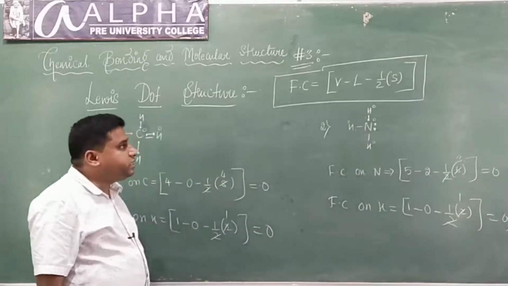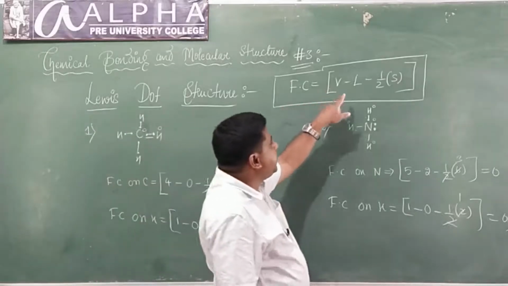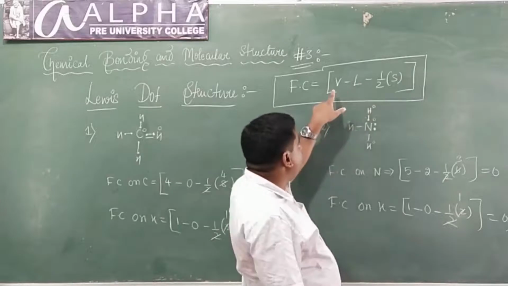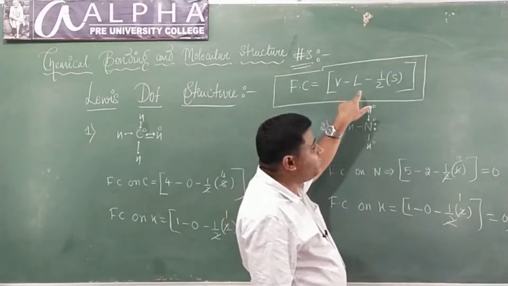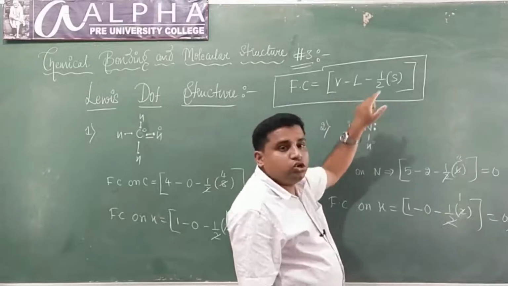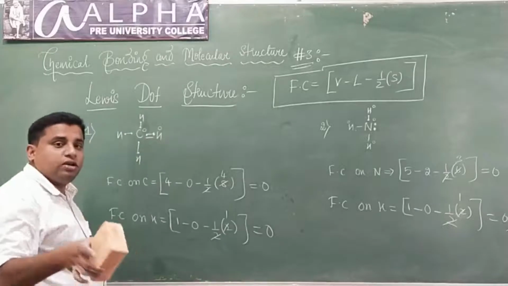So what is the formula to calculate the formal charge? V minus L minus half of S. Total number of valence electrons minus total number of lone pair of electrons minus half of the total number of shared pair of electrons. Last, I'll just take one last example.